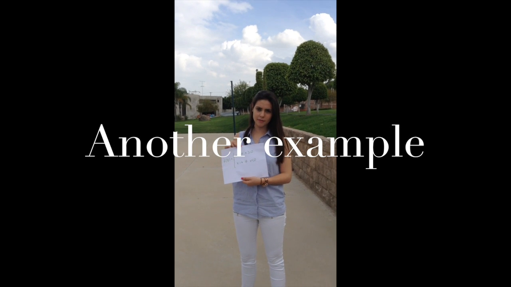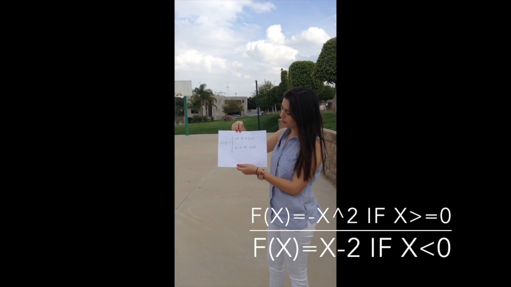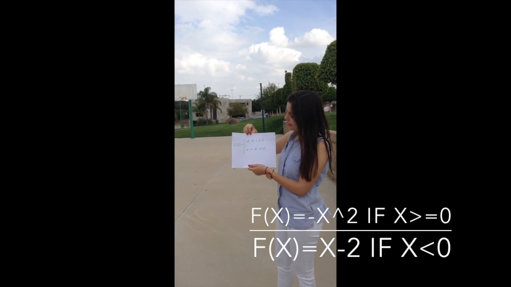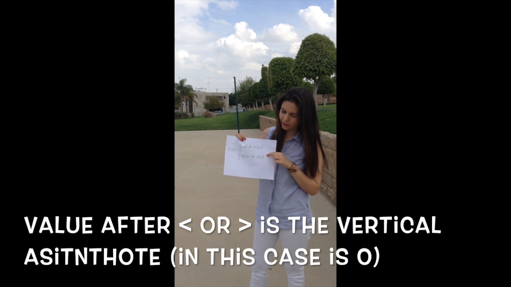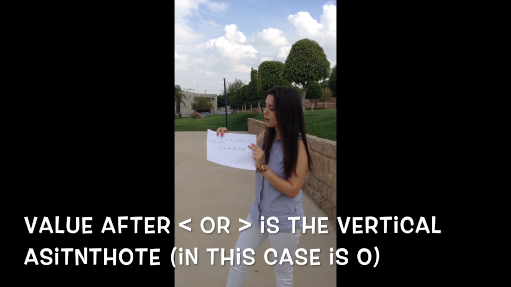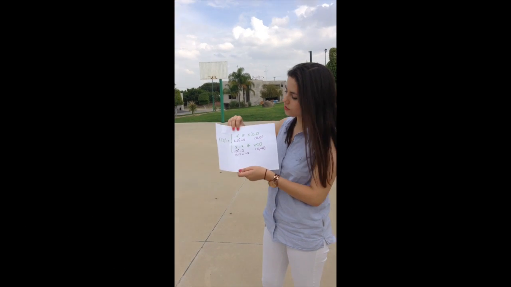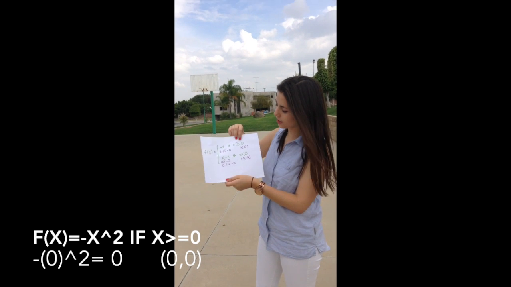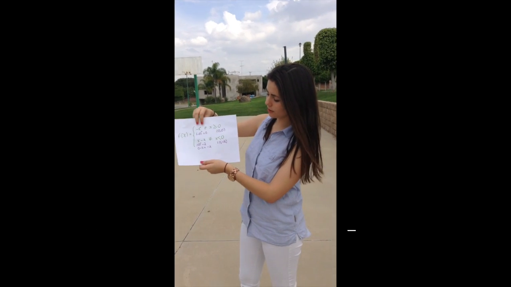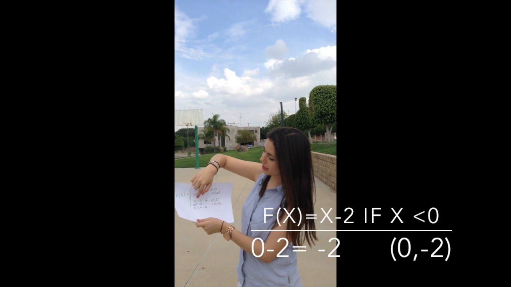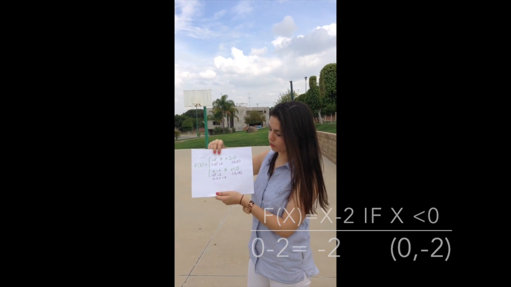We're going to have another example. Imagine I give you these two functions: minus x squared if x is greater or equal than 0, and the second function is x minus 2 if x is lower than 0. By this time you should know that this value, which in this case is 0, is the value of the vertical asymptote. I already solved the operation to get the coordinates of the two functions. For the first one it is 0, 0 because I substituted the 0 in the x, so it's equal to 0. In the second function I did the same thing. I substituted the 0 in the equation, so it's equal to -2. So the coordinate of the second function is 0, -2.